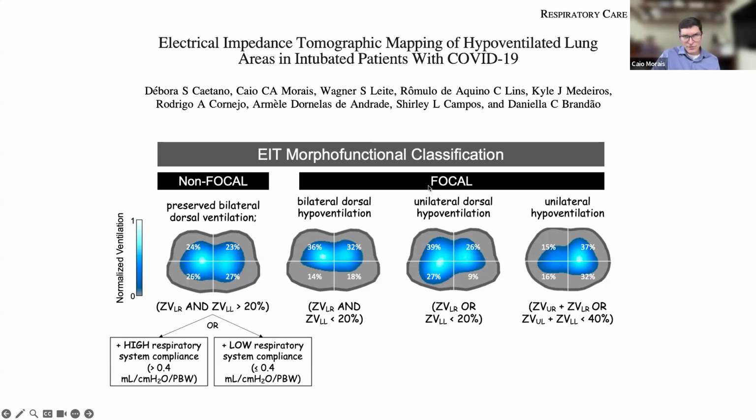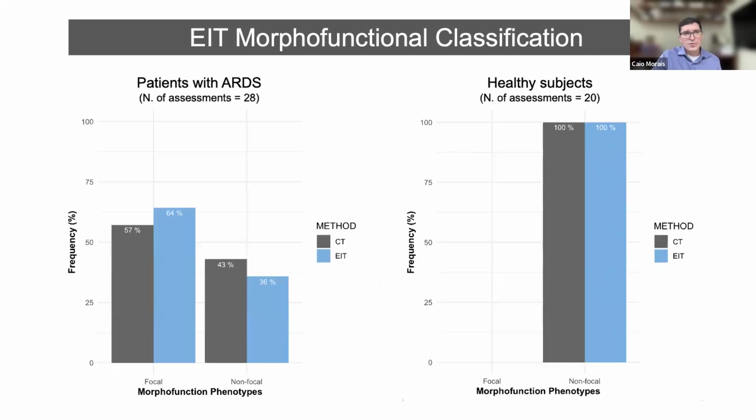And we can have different possibilities for focal disease. For instance, patients with bilateral dorsal hypoventilation, a patient with only one quadrant with hypoventilation, or the entire lung being hypoventilated. So in this approach, in addition to separating patients with focal and non-focal disease, we are differentiating the focal group as bilateral focal and unilateral focal. We have some data supporting this classification.